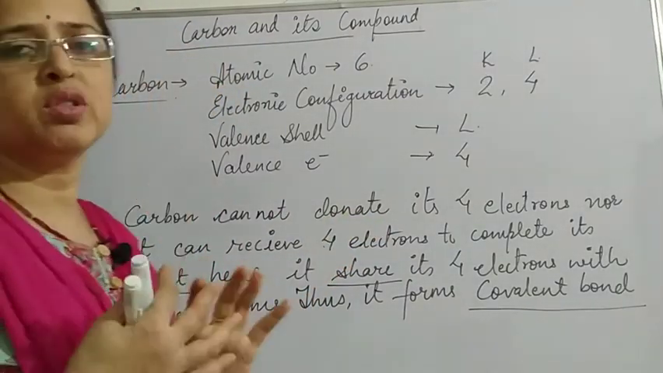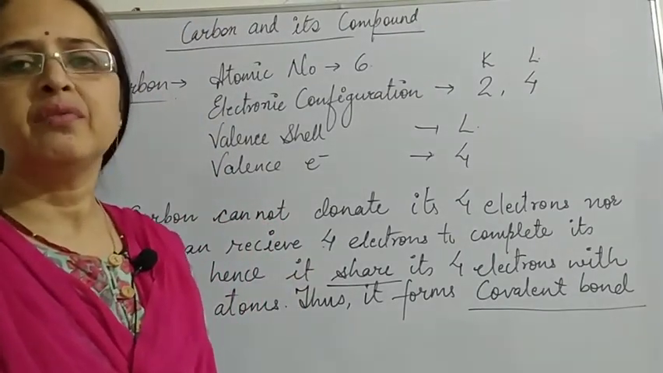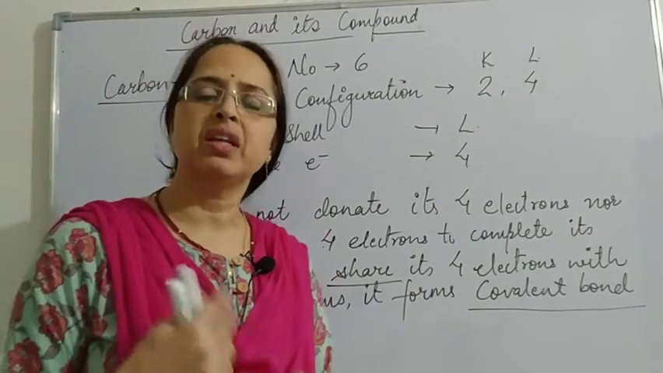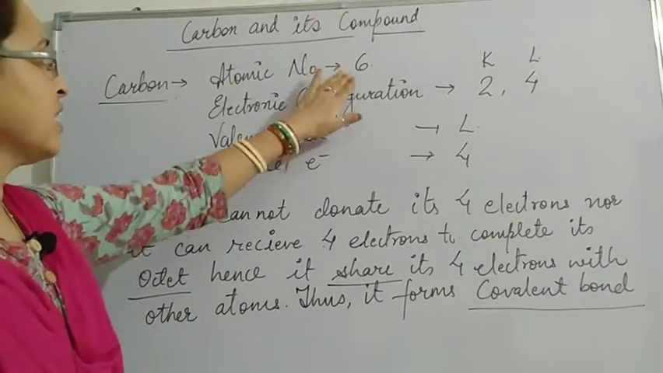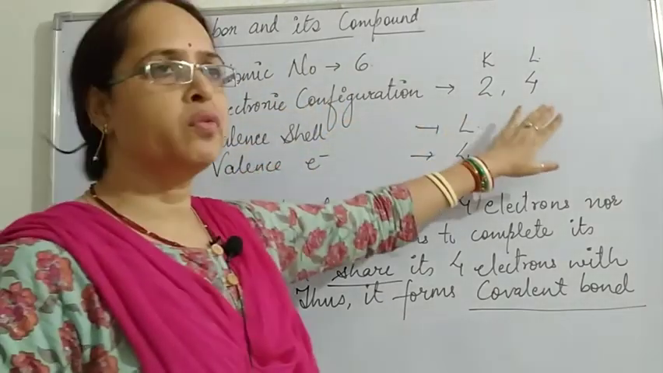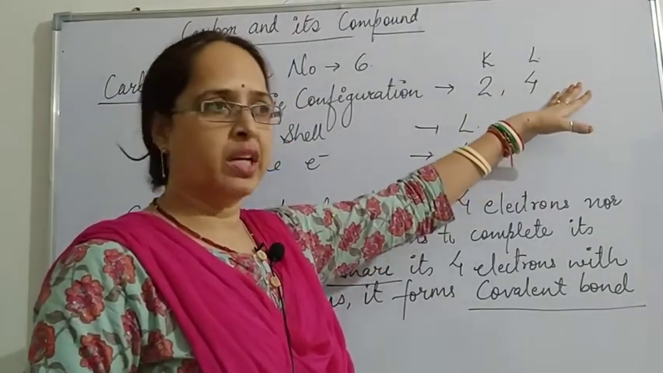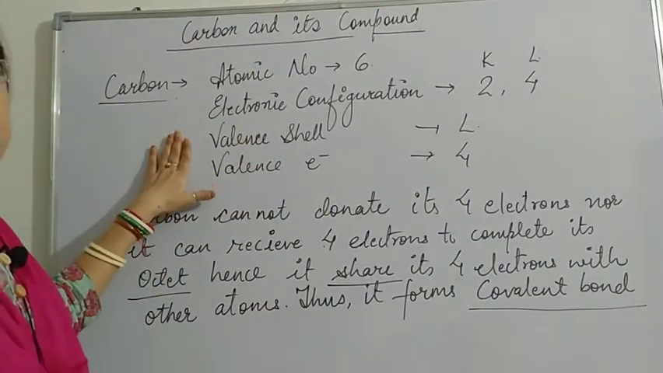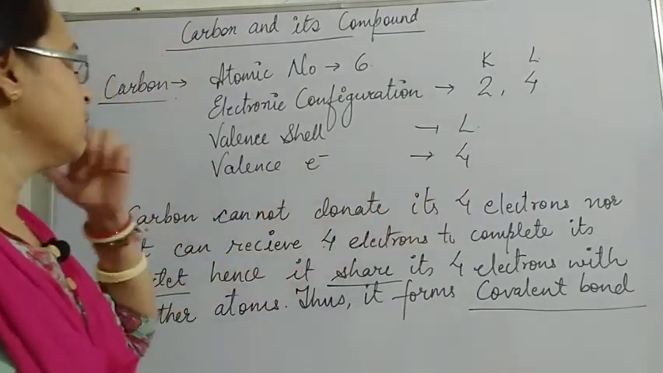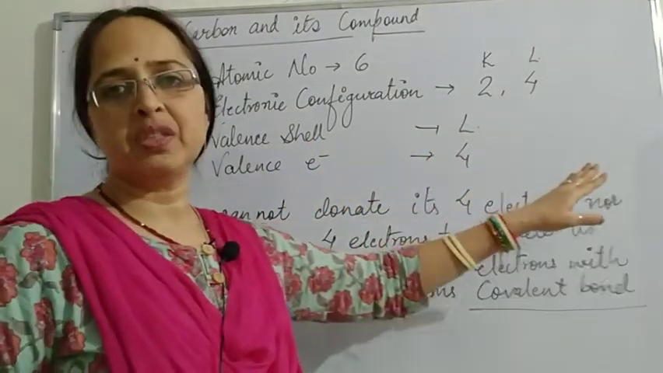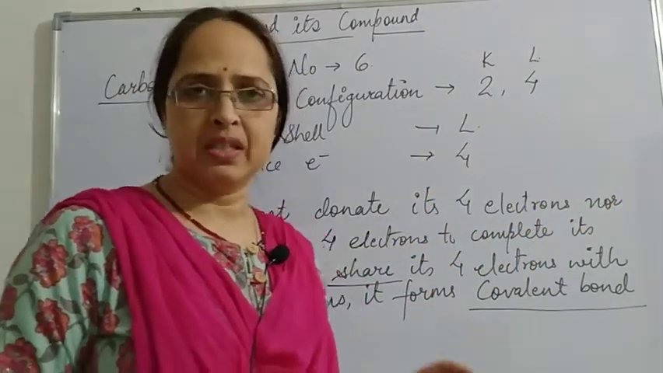In this chapter we are going to study carbon, its chemical as well as physical properties, and we'll discuss how it forms bonding with other elements or atoms. Now you know that the atomic number of carbon is 6, and the electronic configuration is 2, 4. The first shell is complete with 2 electrons, and the second shell, the L shell, contains 4 electrons. The outermost shell is called the valence shell, here the L shell, and the number of valence electrons, that means electrons in the outermost orbit, is 4.